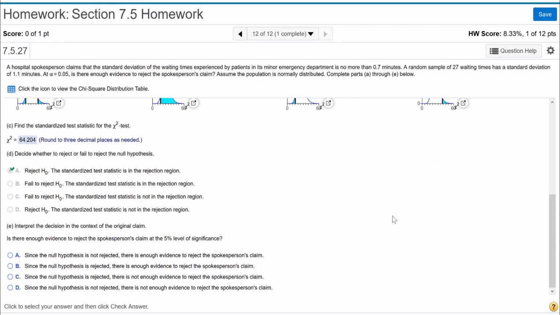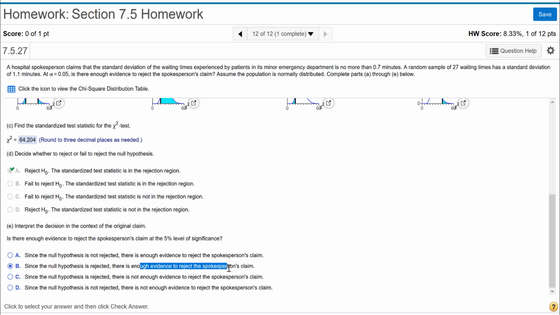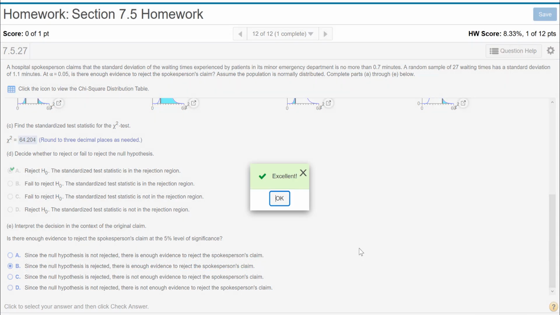Okay, hopefully that was good for you guys. To finish up here, whoa, okay, hold on. One more question here. Is there enough evidence to reject the spokesman's claim at the 5% level? And so at that point, since the null hypothesis was rejected, there is enough evidence to reject the spokesman's claim. All right, excellent work. Hopefully that helped you with your Chapter 7 homework.